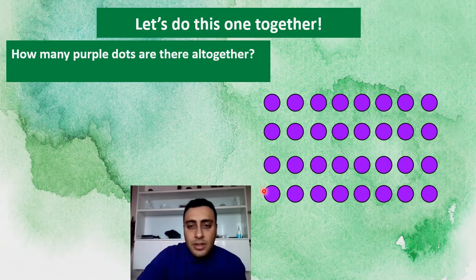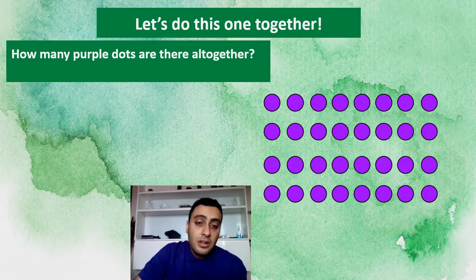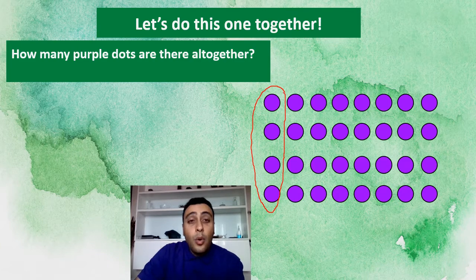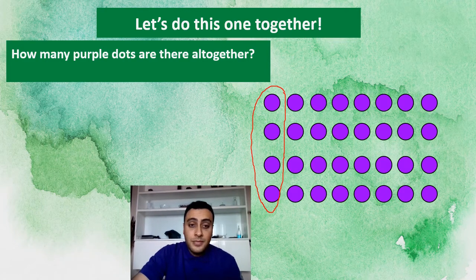Now, this one is a little different because, you see, these dots are not in a group. So we have to make a group, all right? Now, we can make groups like this, which means that we have how many groups? 1, 2, 3, 4, 5, 6, 7, 8. But we can also do it in another way. Let me show you. Now remember, if you do it this way, we also have 4 items in each group.